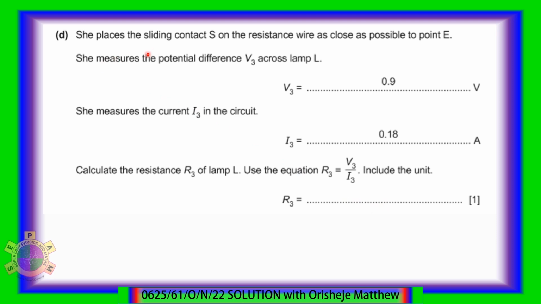She placed the slide contact S on the resistance wire as close as possible to E. So she is taking the resistance of the entire resistance wire. She measured V3 across the lamp as 0.9 and the current flowing was 0.18 ampere. Calculate the resistance using the equation V3 over I3. So substitute. That will give us 5.0 ohms. So these are just substitution questions.